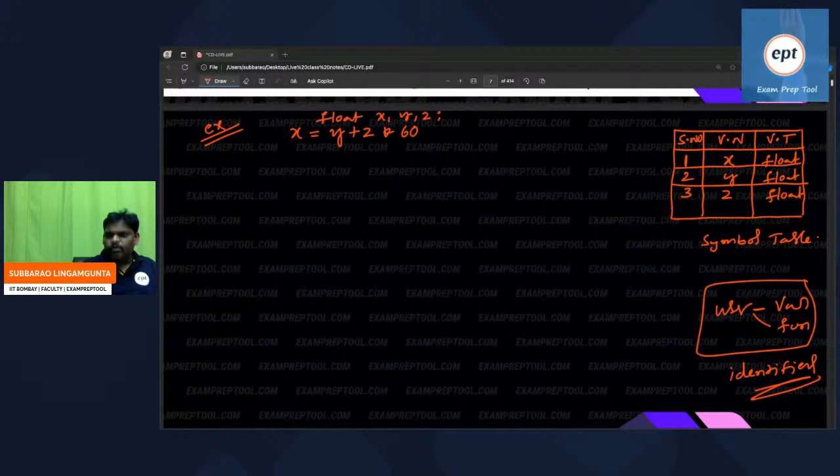Next one. Can you help me now? Will operators be stored inside the symbol table? No. Then where will they be stored? They will be stored inside the compiler. Compiler is a set of rules.